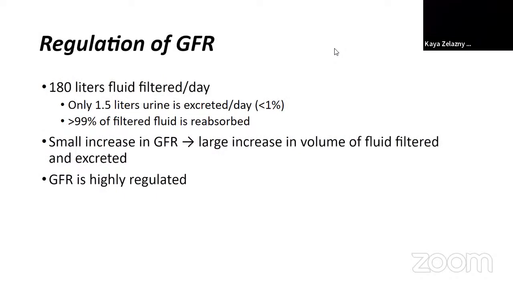So now we're going to talk about the regulation of this filtration rate. We know we're filtering 180 liters of fluid per day. So 180 liters are coming out of your plasma and going into the nephron. We also know that we are not peeing out 180 liters of fluid. We're probably peeing out about 1.5 liters of fluid per day. So 1.5 liters of urine getting excreted.